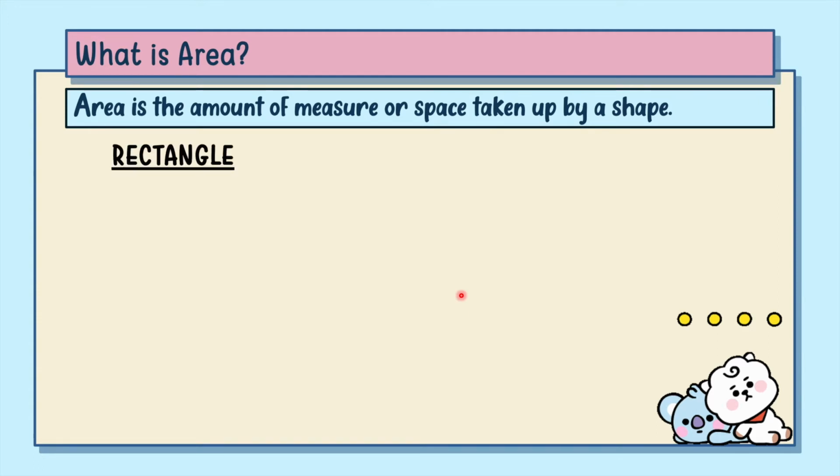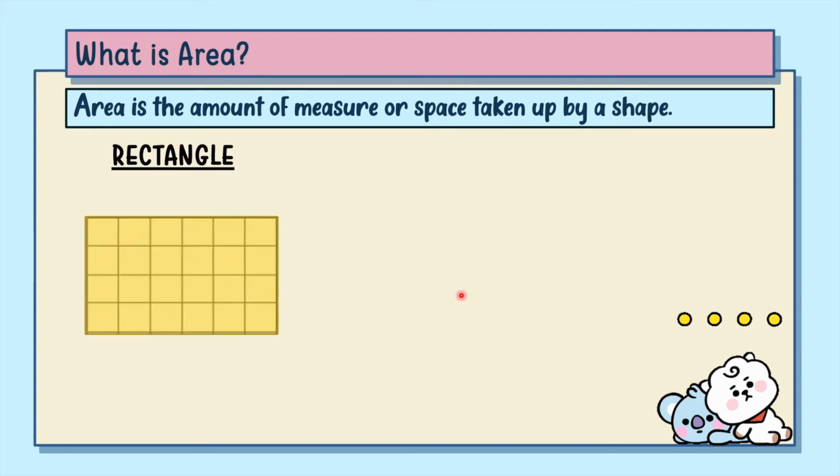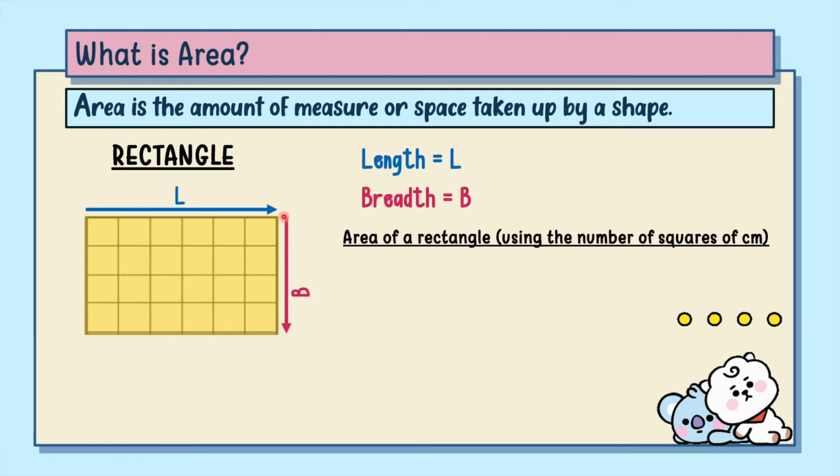So here is one example of a rectangle. Imagine the rectangle has a square grid, so it is easier for us to count the space inside the rectangle. So again, this is length, and then B. Remember what is B? B is breadth. Okay, so area of a rectangle using the number of squares of cm. One square here is actually equal to 1 centimeter.